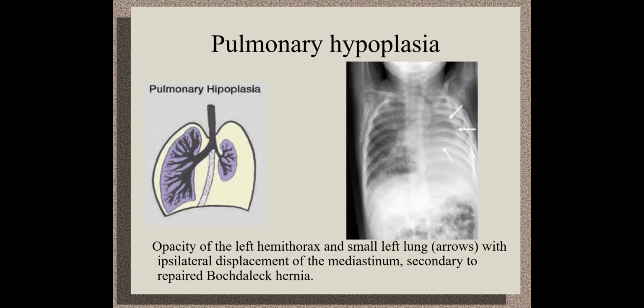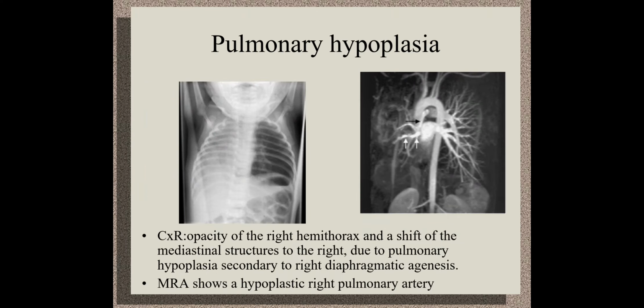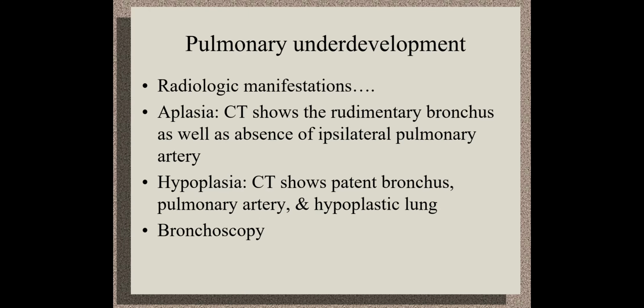As you see, there is opacification of the left hemithorax, and a small left lung is shown with ipsilateral displacement of the mediastinum secondary to repaired Bochdalek hernia. Pulmonary hypoplasia, X-ray of a patient.